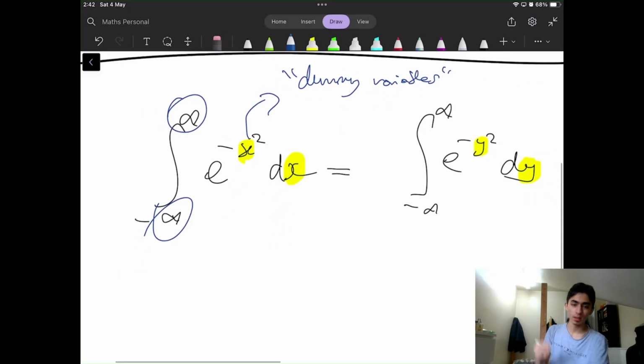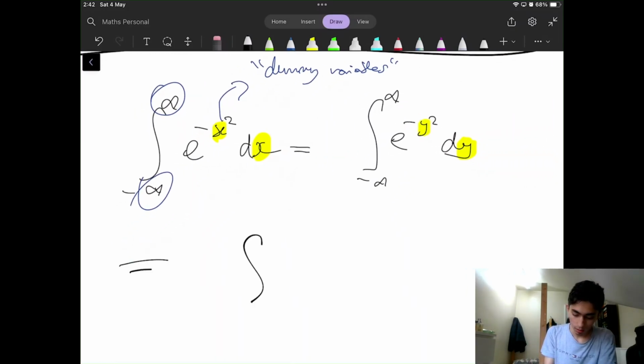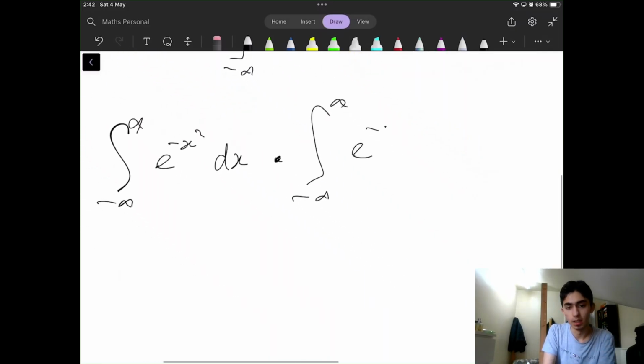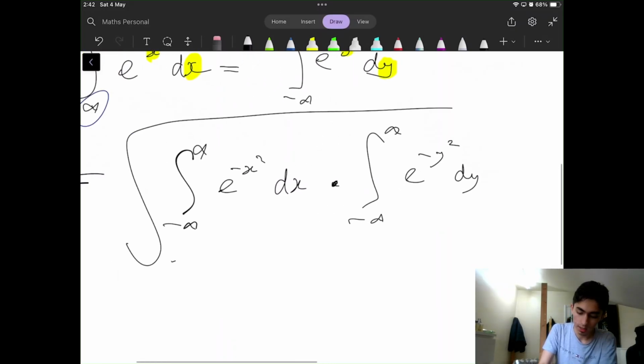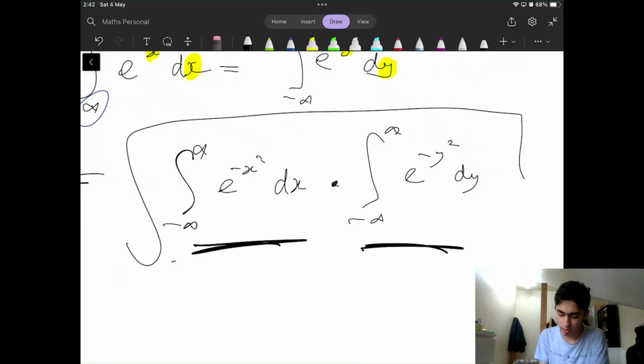All right, so this means that the integral can be rewritten like this. So we have the integral in terms of x multiplied by the integral, same thing, just in terms of y, but with a square root around it, a big, massive, juicy square root like this. This is the exact same thing, because we're just multiplying an integral by itself and square rooting it to get back to the integral. We haven't changed anything. All we've done is this weird thing.